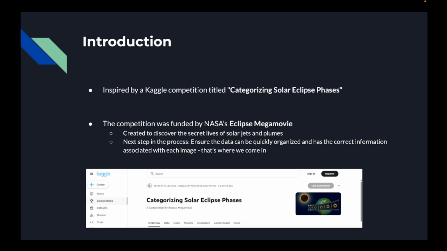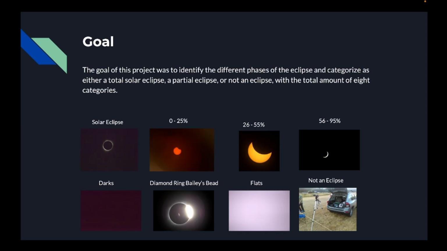Introduction. Inspired by a Kaggle competition titled Categorizing Solar Eclipse Phases, the competition was founded by NASA's Eclipse Mega Movie, created to discover the secret lives of solar jets and plumes. Next step in the process, ensure that the data can be quickly organized and has the correct information associated with each image. That's where we come in.